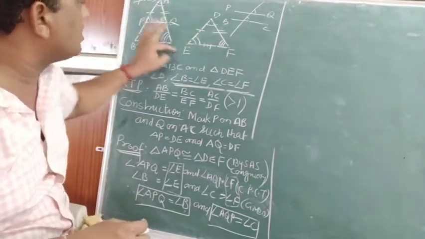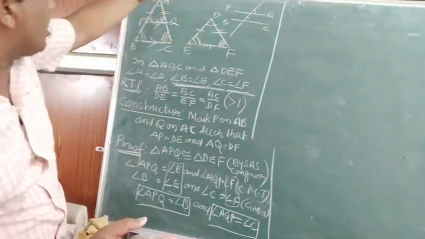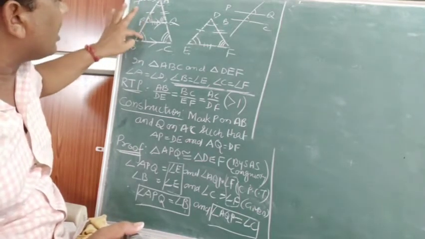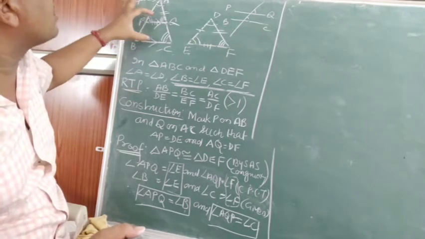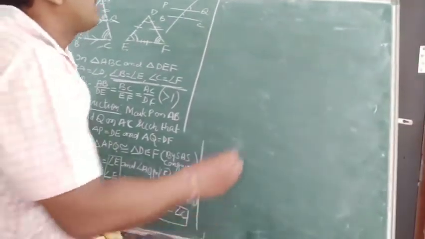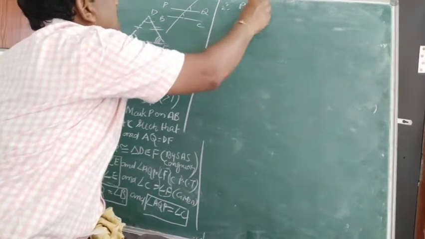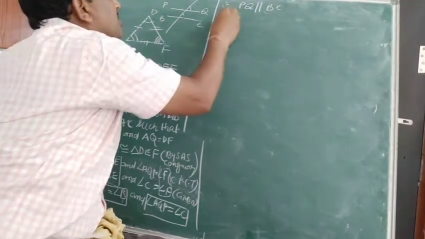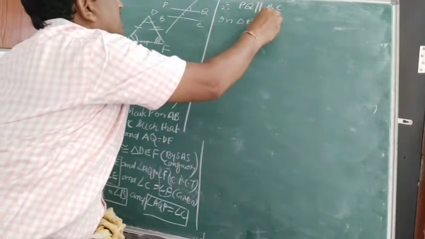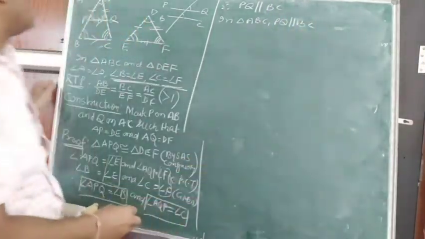PQ is a line, BC is a line, both are parallel, we don't know that now, but these two are a set of lines. Now we see one more line which is intersecting these two, and these angles are equal. If these angles are equal, meaning corresponding angles, then these two are parallel. Same thing I want to tell here, children, that therefore PQ is parallel to BC. That is, in triangle ABC, PQ is parallel to BC.